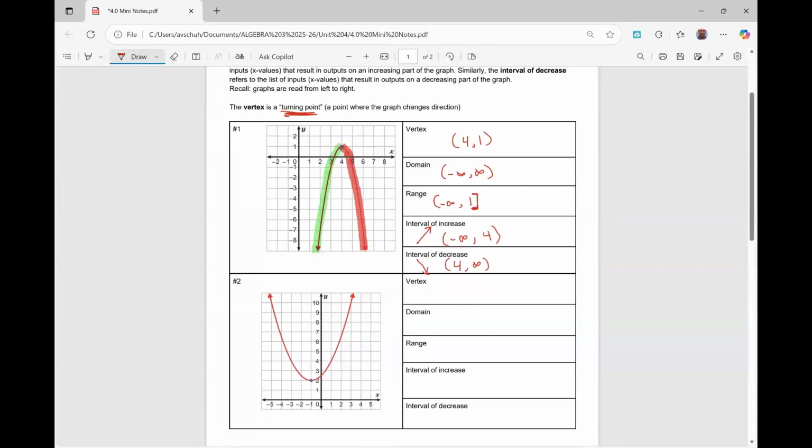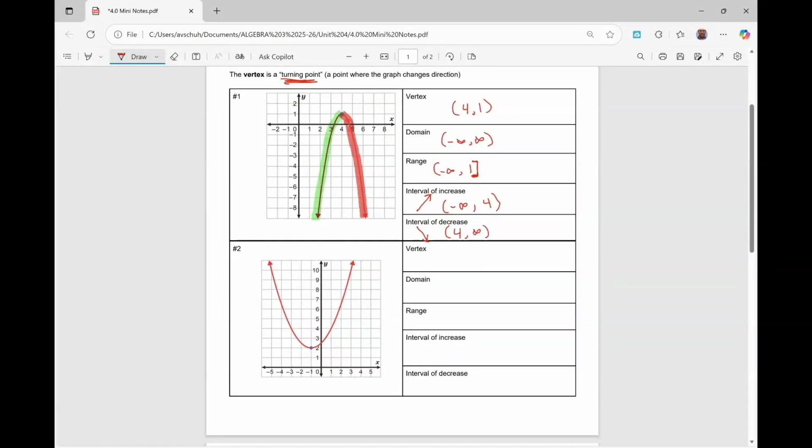So I'm going to go through the second one, and I'm going to go a little bit quicker this time because we don't need to explain everything. We just need to kind of practice it. So I should be able to see that the vertex here is going to be negative 1 over and 2 up.